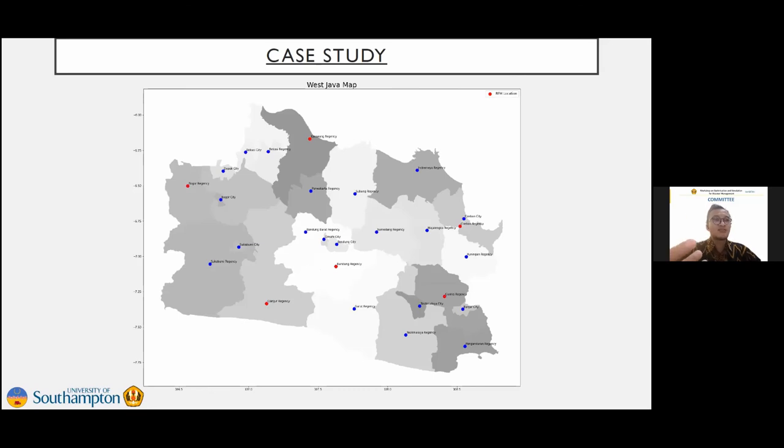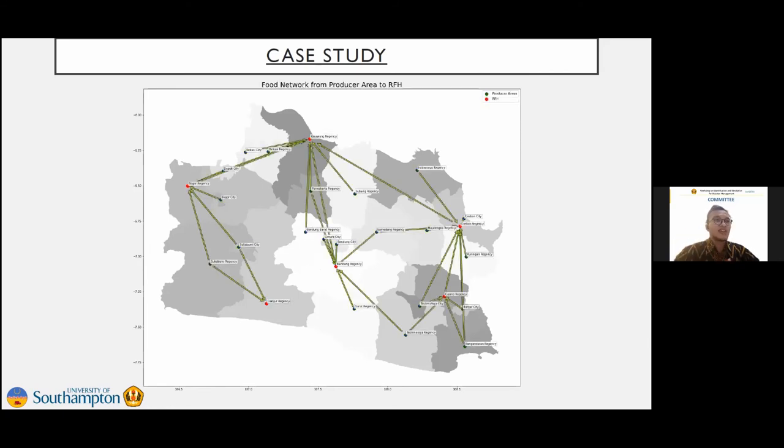and vegetables. So the problem is that we want to determine where and how many RFH locations there should be, and what the food supply network looks like. We need to do the mapping of the production centers, whatever they are, that will provide the supply.